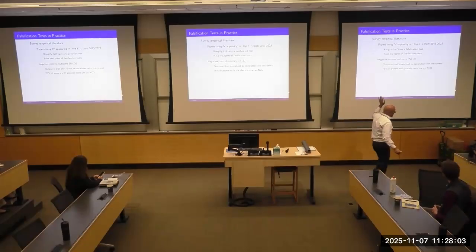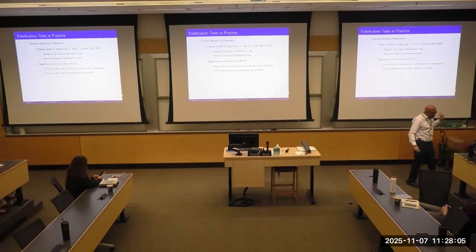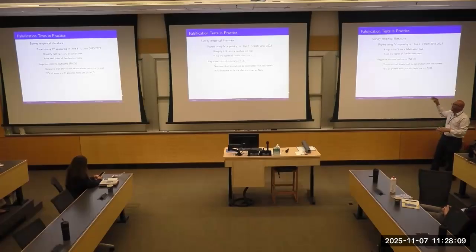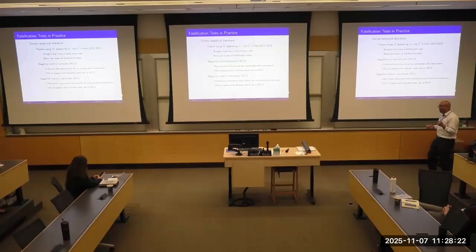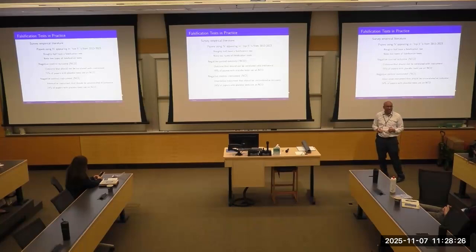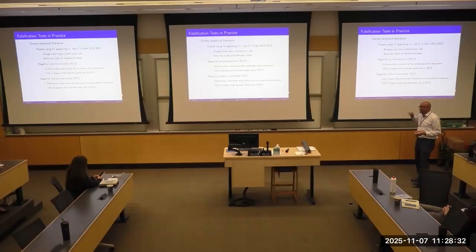And so you've got these outcomes that should not be impacted by the instrument. And it turns out roughly 75% of these papers have these placebo tests, these falsification tests that use these negative control outcomes. Then there are negative control instruments. These are maybe alternative instruments that shouldn't be correlated with your outcome of interest. And if you find evidence of that, you'd be a little bit nervous about what you're doing, and about a quarter of papers do this.